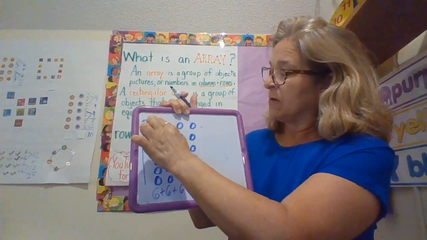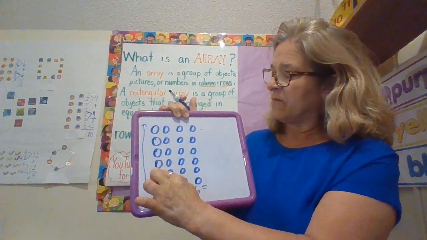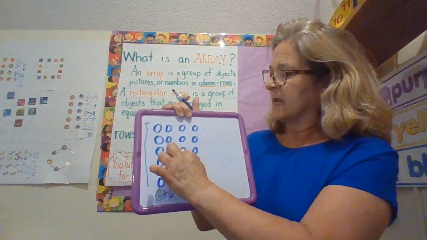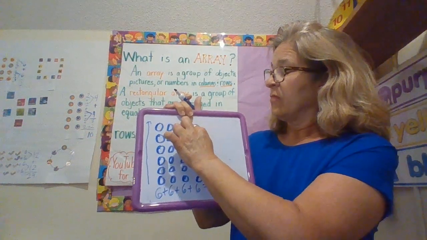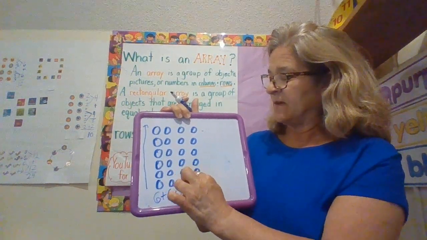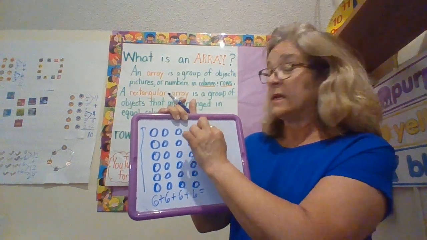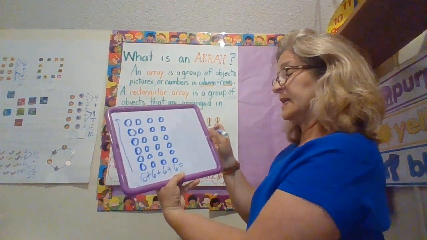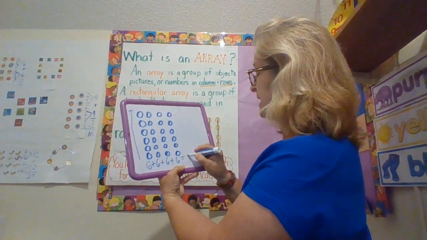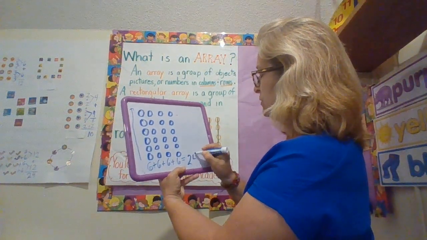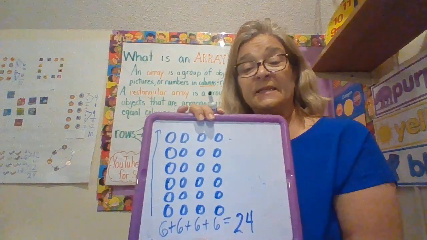Let's count them together. 1, 2, 3, 4, 5, 6, 7, 8, 9, 10, 11, 12, 13, 14, 15, 16, 17, 18, 19, 20, 21, 22, 23, 24. So 6 plus 6 plus 6 plus 6 equals 24. That's exactly right.